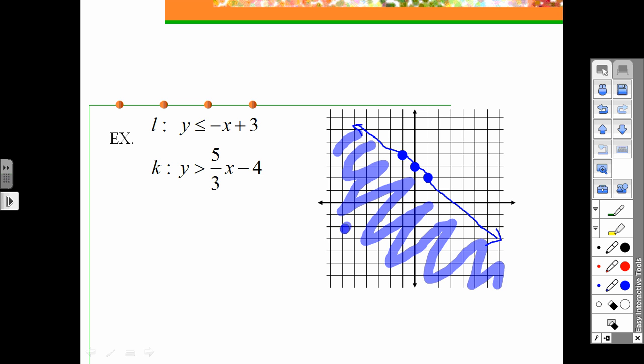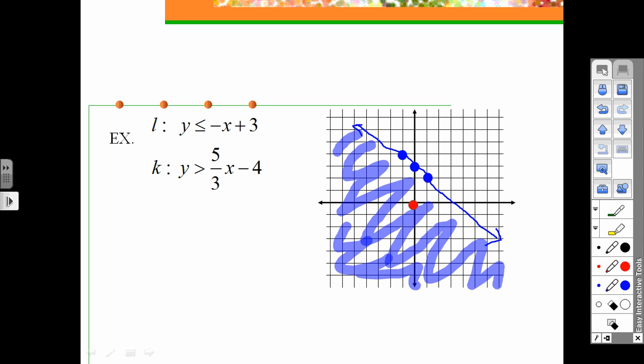Okay, get this down here too. Okay, so there we have it. That was our first line that we graphed. The next one we're going to do, we'll do this in a different color. So y is greater than 5/3 x minus 4. So let's do this one in red.